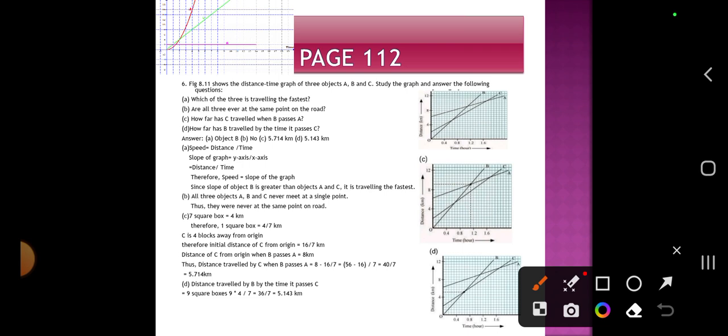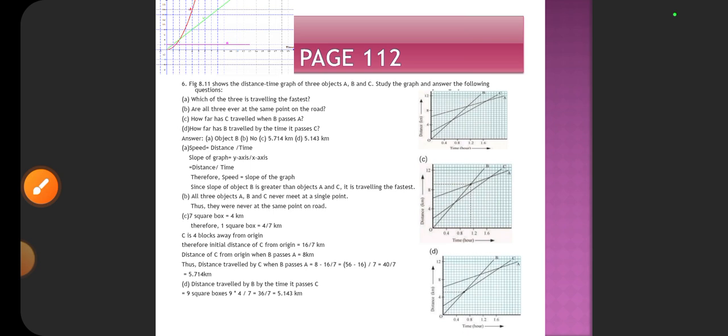Now same thing. For D, we have the distance traveled by the B when it passes the C. So we can say that this is the 9 square boxes, which is multiplied with 4 upon 7, because one square box is 4 upon 7 kilometer. So B passes 9 square boxes. So we will get 9 multiplied by 4 upon 7, that is 36 upon 7. We will get 5.143 kilometer. So move on to the next question.